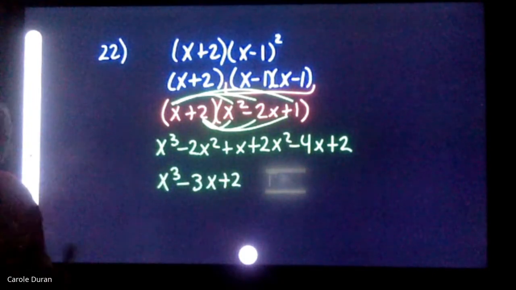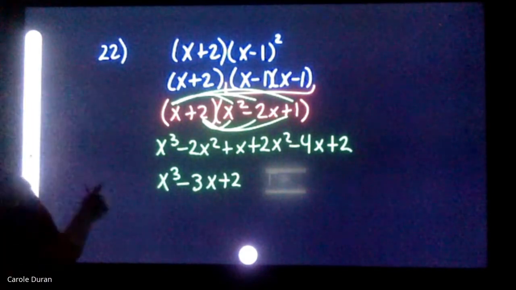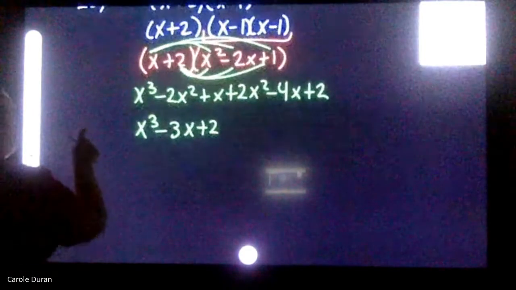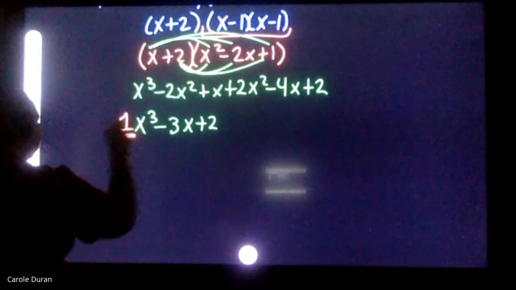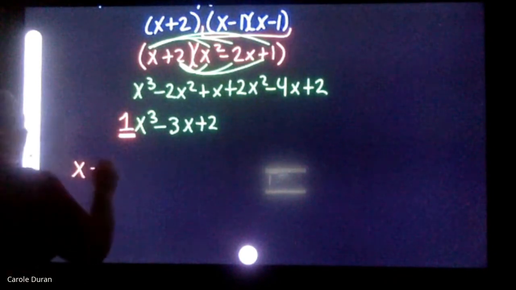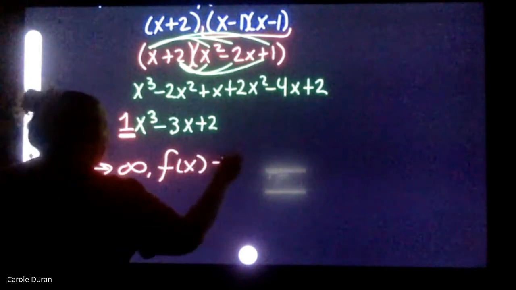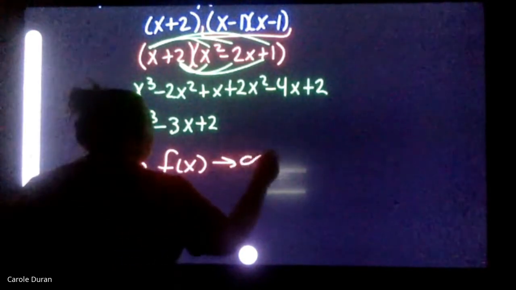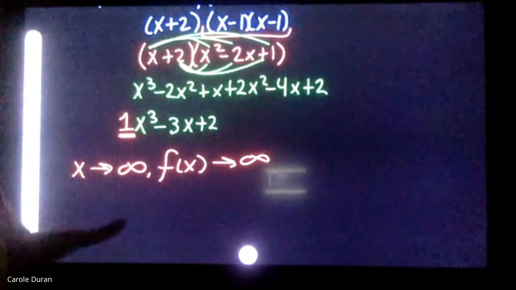To identify end behavior, I need to first identify my leading coefficient and then the degree of my polynomial. My leading coefficient here is a positive 1. So because that leading coefficient is positive, I know that as x goes to infinity, the right side of my graph goes to positive infinity, because a positive leading coefficient tells me that my graph goes up on the right.